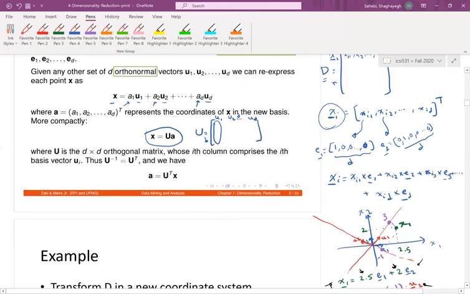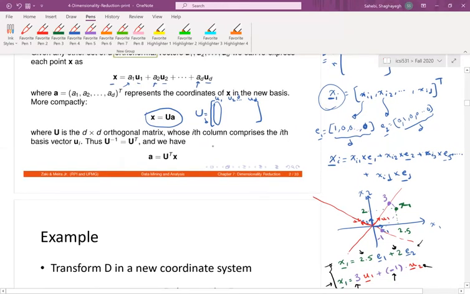Now, because all of these UIs are orthonormal to each other, it means that the inverse of matrix U is actually equal to U transpose. So inverse of U is equal to transpose of U. And then we had that X is equal to UA, right? Vector X is equal to matrix U multiplied by vector A. Now, if I multiply both sides of this with U minus 1, I'm going to have U minus 1 X is equal to U minus 1 UA.